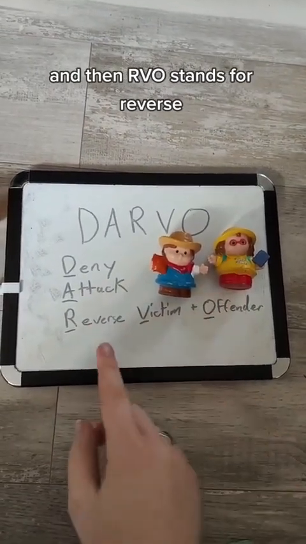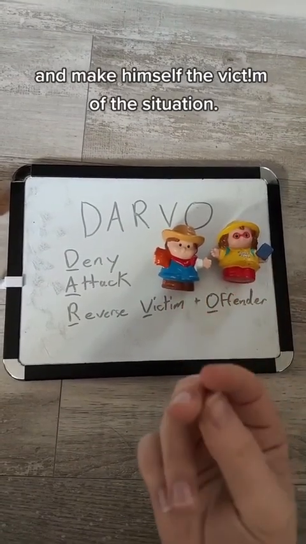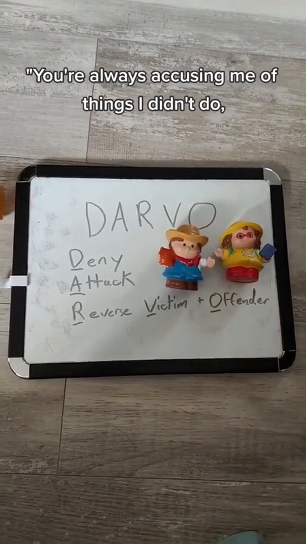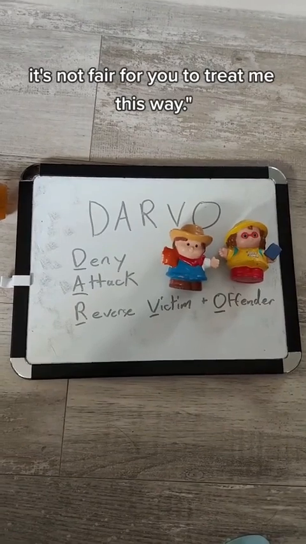And then RVO stands for reverse victim and offender. He's going to turn this whole thing around back on Betty and make himself the victim of the situation. "You're always accusing me of things I didn't do. You're always saying I'm untrustworthy. It's not fair for you to treat me this way."